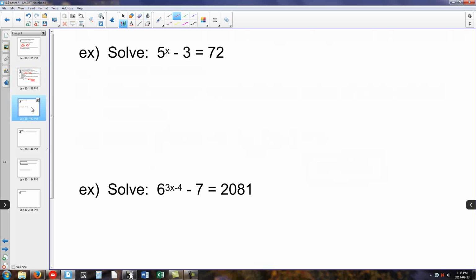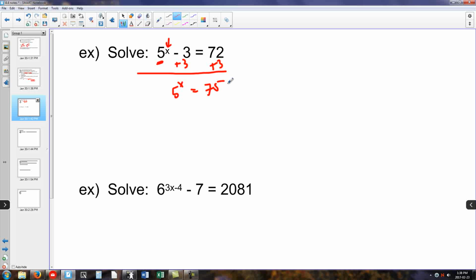Let's look at a couple of others. If we look at these examples, in this problem, the base is 5 and the exponent is x. This minus 3 is not part of the exponential. So I need to remove it from the equation before I solve. So I'm going to add 3. Okay, and I'm going to get 5 to the x equals 75.